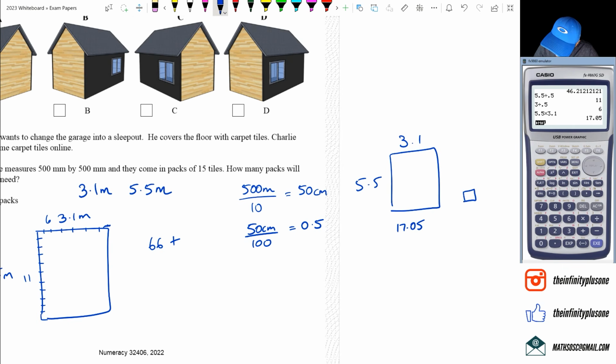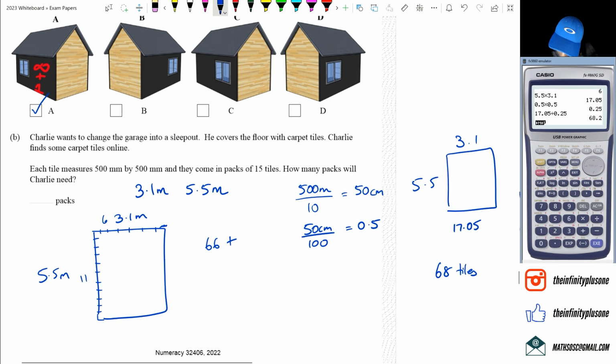And then the little tiles are going to be 0.5 and 0.5. So 0.5 times 0.5 is 0.25, which is the area. And I could actually go 17.05 divided by 0.25, which actually gives me 68 tiles, roughly.